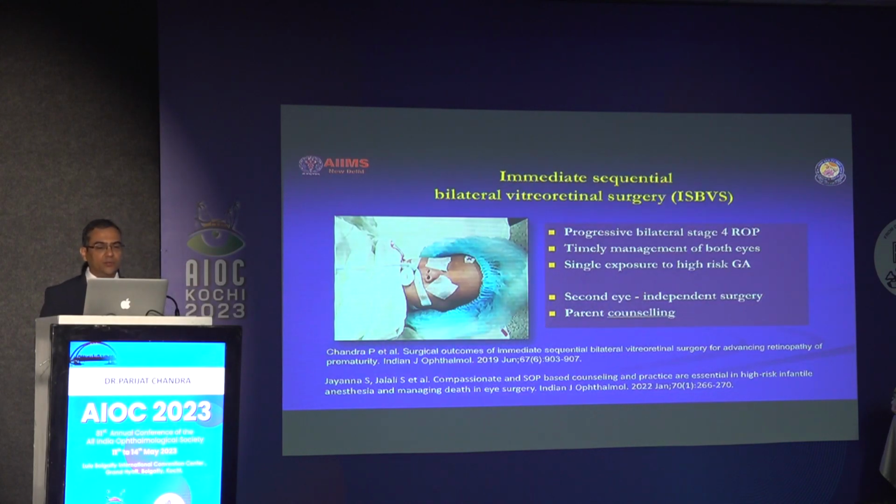So this is another concept which we talk about a lot, that we need to operate both eyes. Dr. Jalali has been doing this for a very long time, and basically you need to operate both the eyes together. Earlier we used to operate the worse eye, and by the time the child used to come for the second eye, it also used to become worse. So it's better to do both the eyes at the same time and expose them to a single high-risk GA rather than doing it again and again.